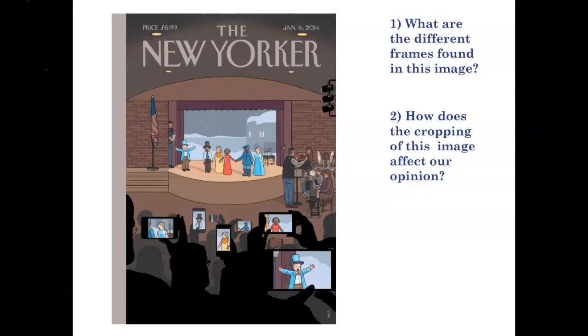So I know in the previous lecture we were talking about giving an additional example of what visual literacy might look like. And so what we're going to do is take a look at a New Yorker cover from 6 years ago.